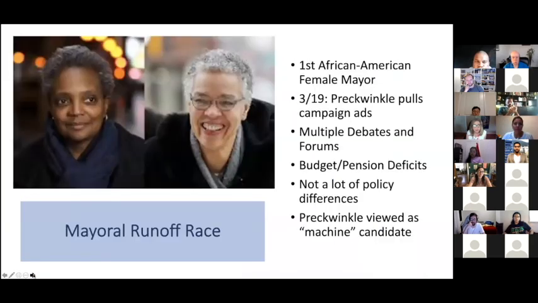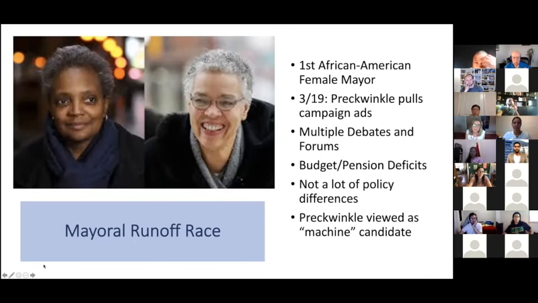For the runoff election in April, on policy issues, there wasn't a lot of space between the two of them. There might be some areas where you could find disagreement between them, but there were multiple debates, multiple forums. We had the general election in February. The runoff was in April. By March, it looked like Preckwinkle was out of money and she was pulling her campaign ads.